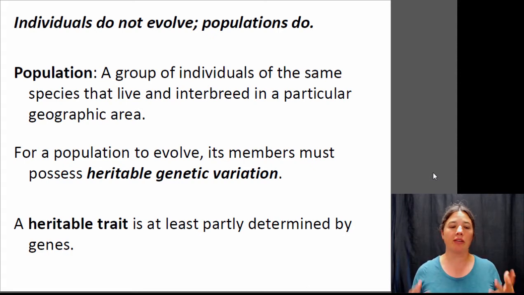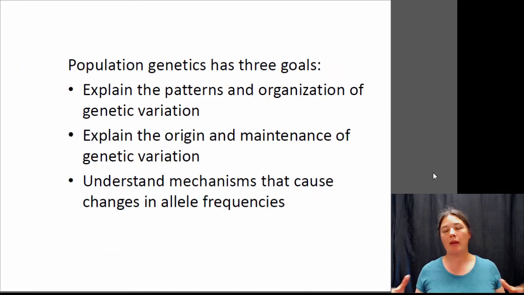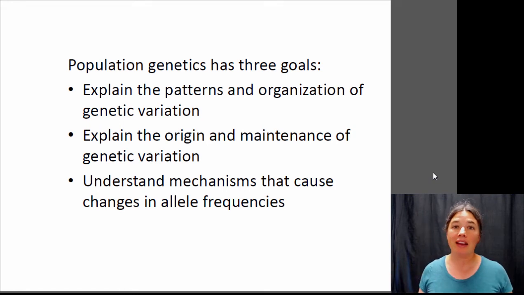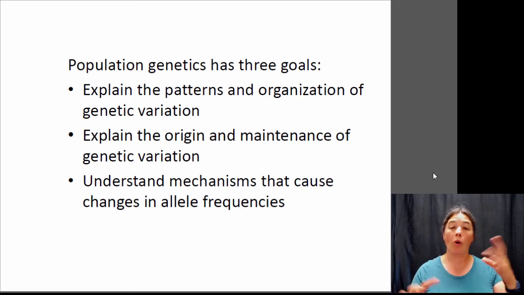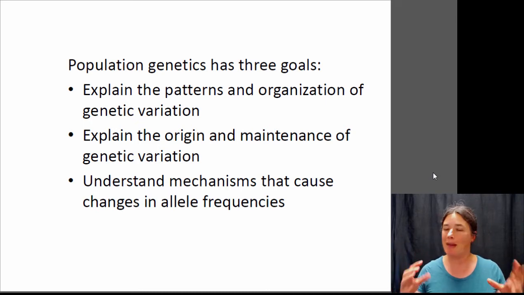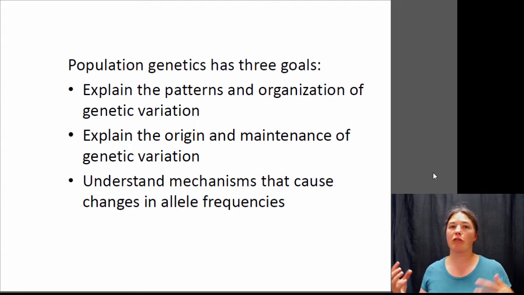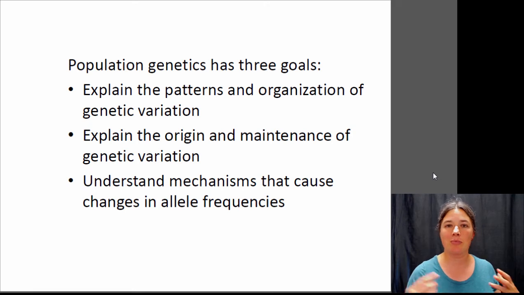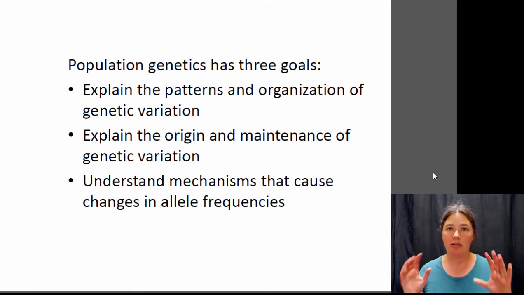So that brings us to the study of these heritable genetic traits, which is the study of population genetics. And in population genetics, we have three major goals. We are explaining the patterns and organization of that genetic variation within the population. We're trying to explain the origins of this variation and the maintenance of the variation within the population, and then understand the mechanisms through which this variation may change over time. Okay, so that's what we're looking at.